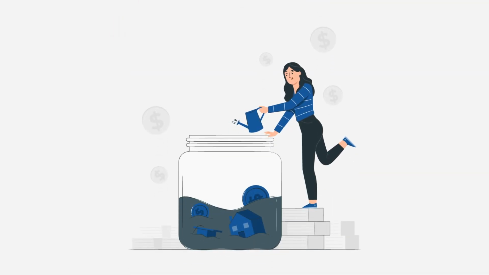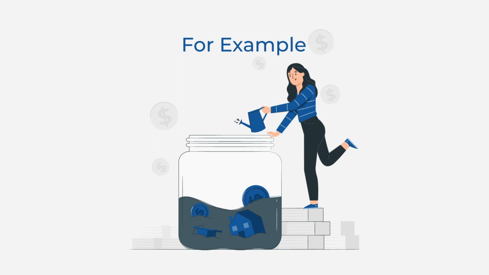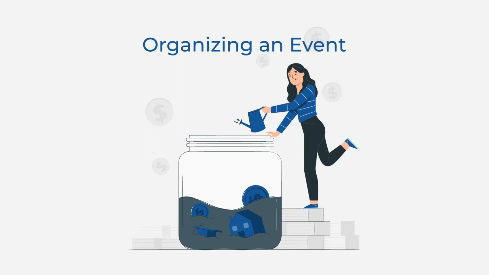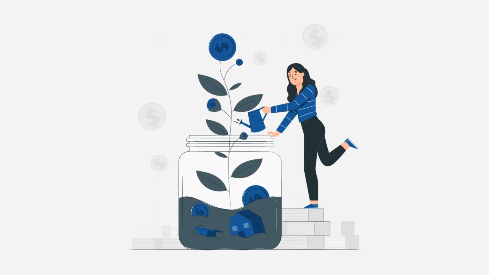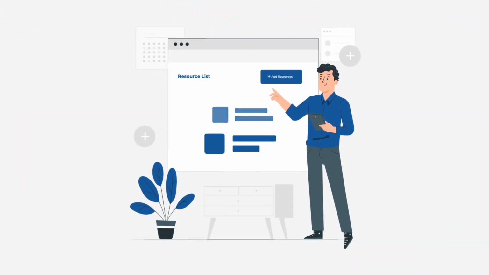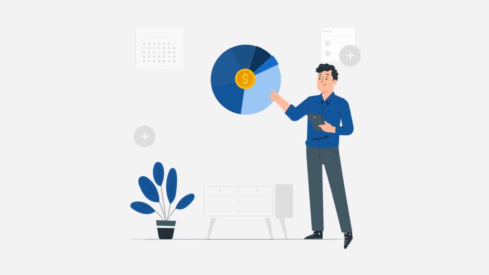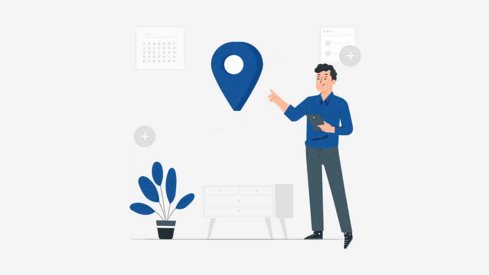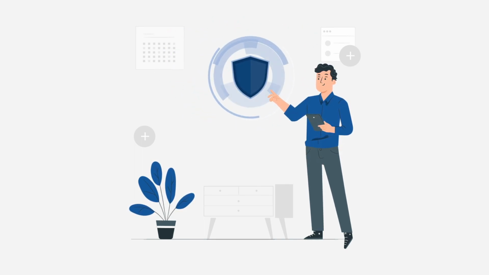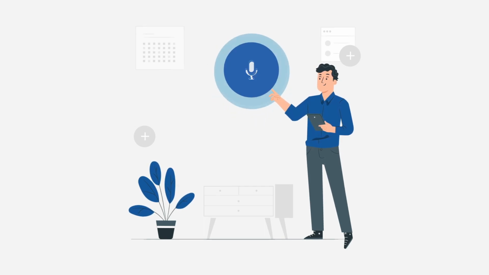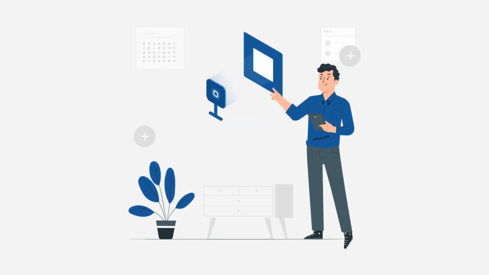To better understand it, let's take an example. Say you are organizing an event to raise funds for a cause. The first thing you need to do is create a list of the resources needed. This may include budget, guest list, venue, decoration, catering, security, and even technical setup, such as mics and projectors.